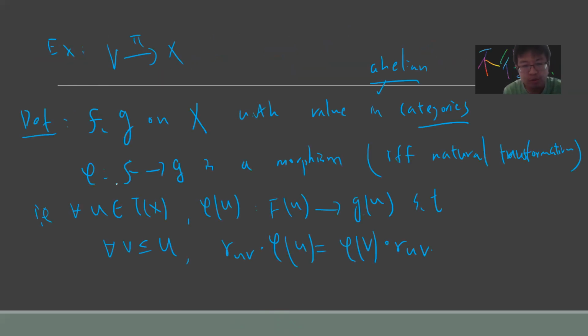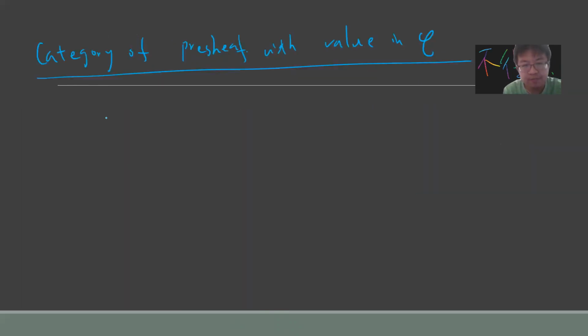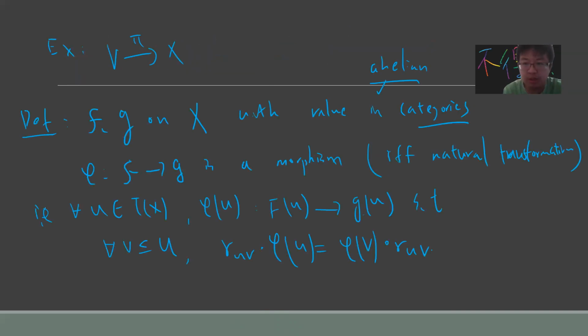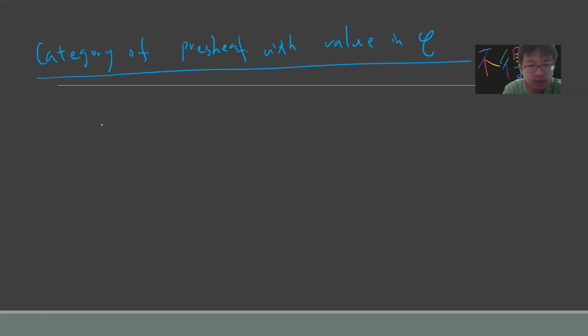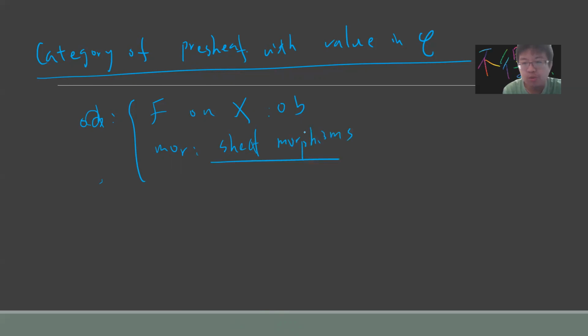So given a topological space X, you can create a category of presheaves, right? Basically the objects are the sheaves on X, and the morphisms will be the sheaf morphisms. This is an important idea, right?